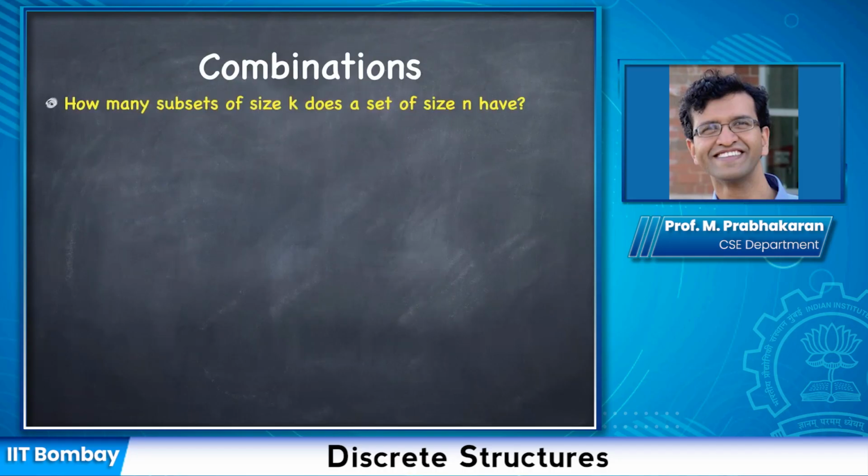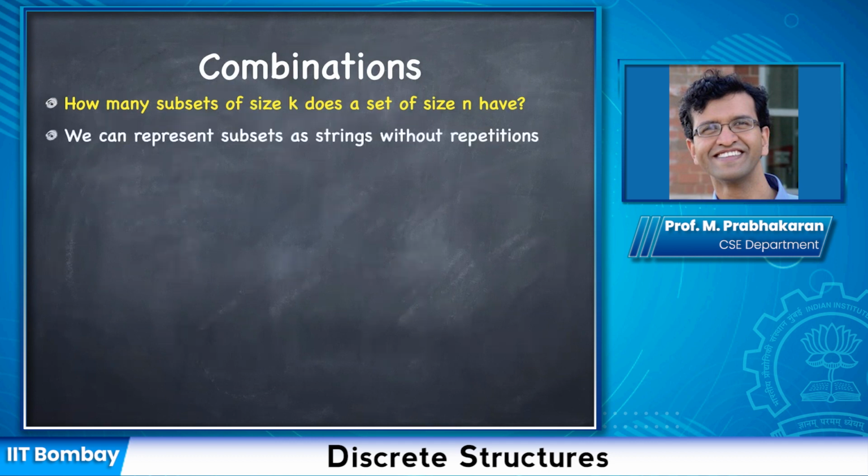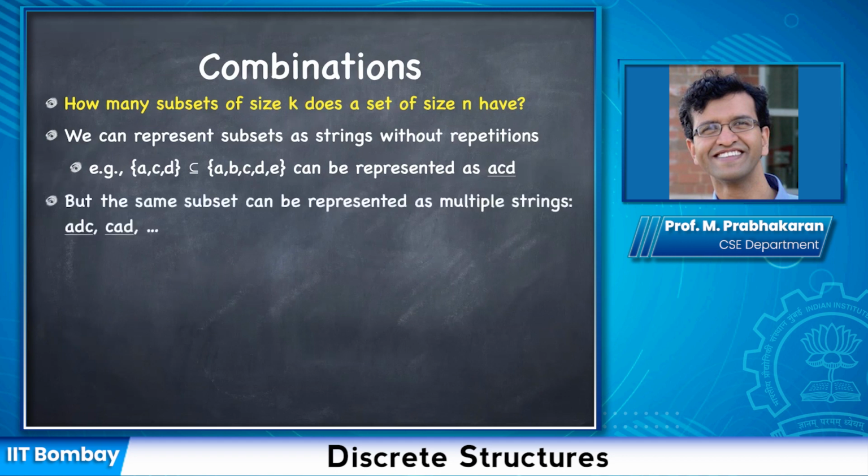Moving on to combinations, here the objects we are going to count is something we already are familiar with, namely the subsets. So the combinatorial question is, how many subsets of size k does a set of size n have? Now you could think of this also as a question about strings, because we could represent subsets as strings without repetitions. For instance, if my alphabet is A, B, C, D, E, and I'm talking about a subset A, C, D, you could think of it as just a string ACD.